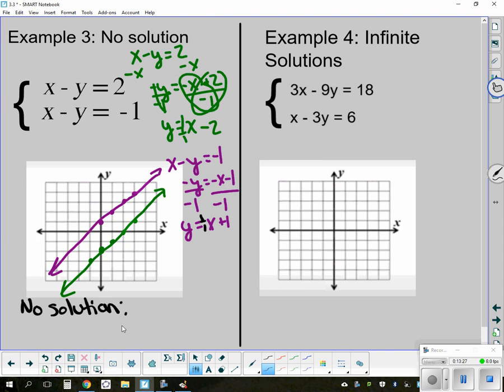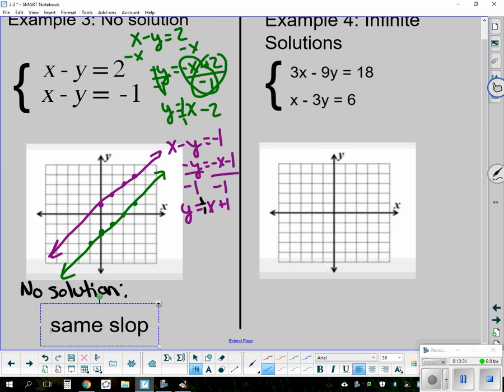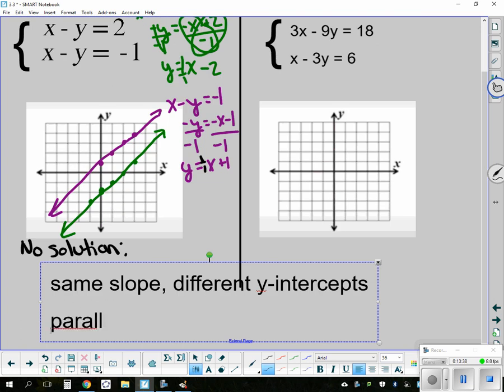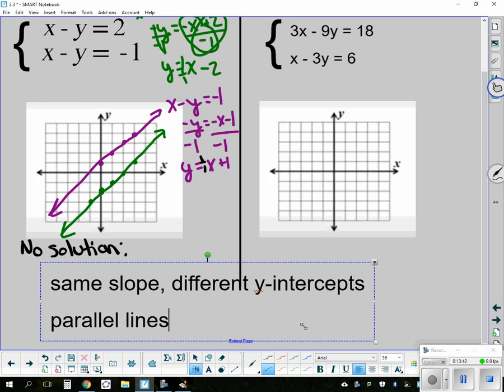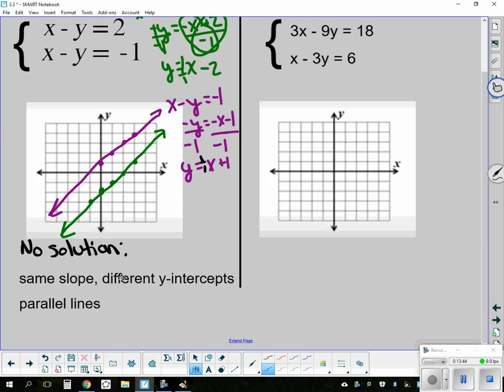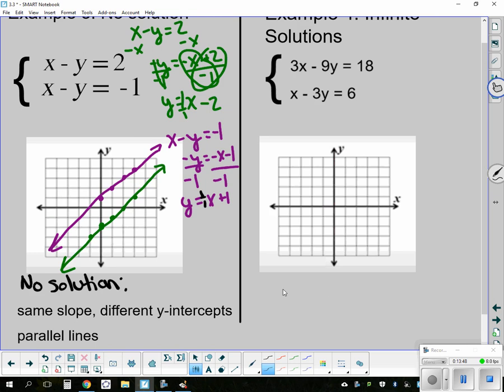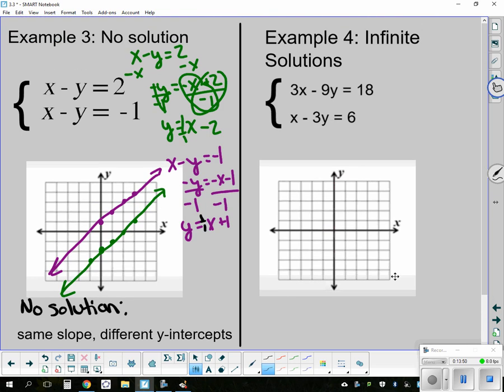Let me type it out. A no solution problem will have the same slope, different y-intercepts. And that is because they will create parallel lines. Okay, so every no solution problem will end up like that. Same slope, different y-intercepts, which means they are parallel lines.